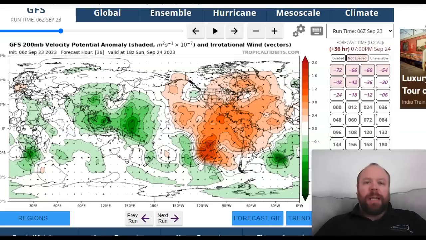Lots of things going on at the moment. Of course, we have got Storm Agnes now named by the Met Office. We will discuss that in great detail in just a second.